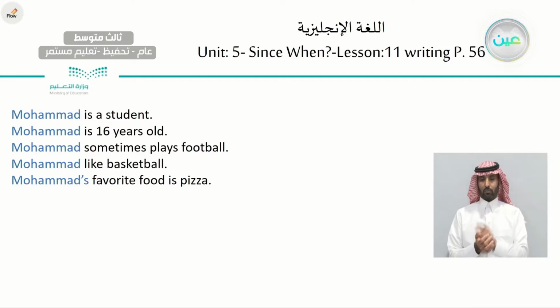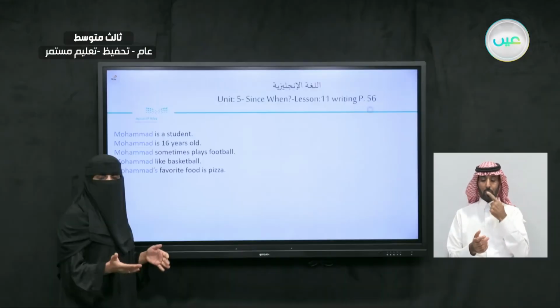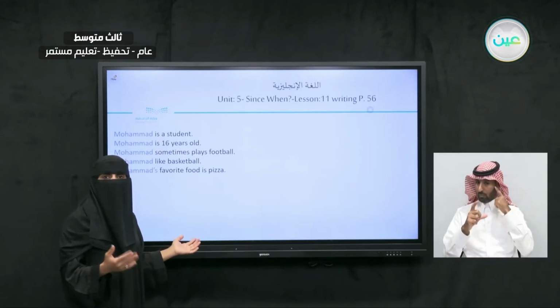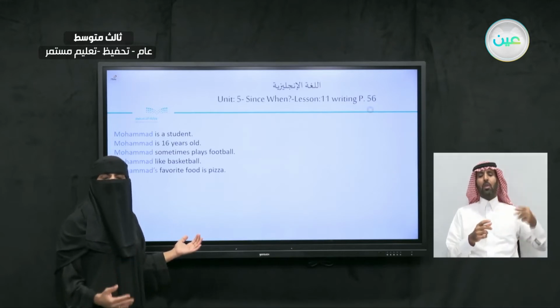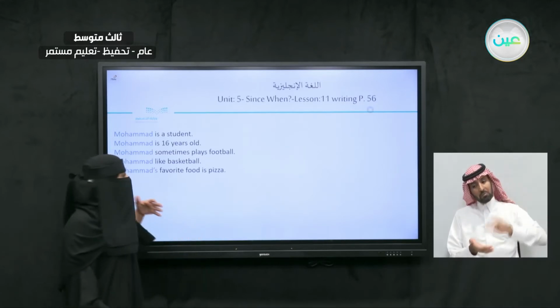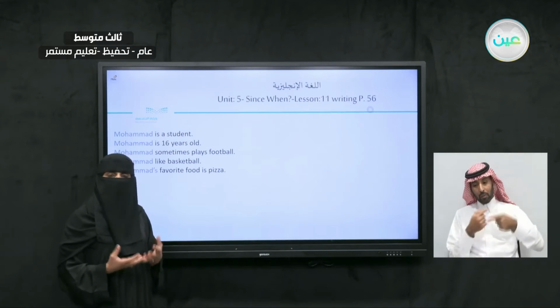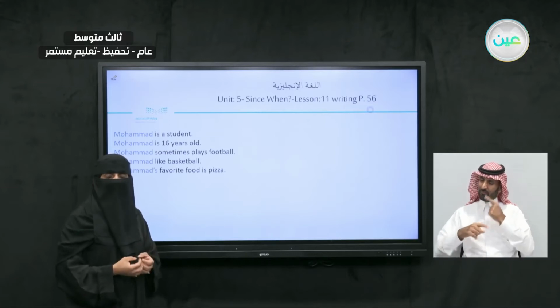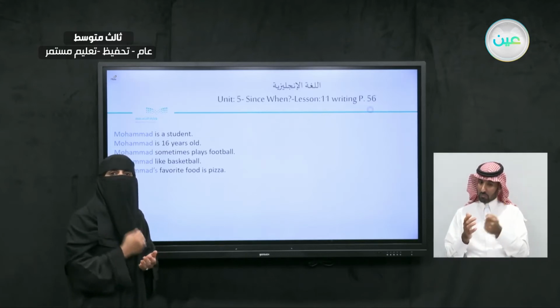Let's look at these sentences. They're not in your book; these are extra sentences. Let's read: Muhammad is a student. Muhammad is 16 years old. Muhammad sometimes plays football. Muhammad likes basketball. Muhammad's favorite food is pizza. Do I sound understandable when I say Muhammad, Muhammad, Muhammad? I'm repeating. When you repeat, this makes your writing weak. It weakens your writing. To make it stronger, you should avoid repetition.